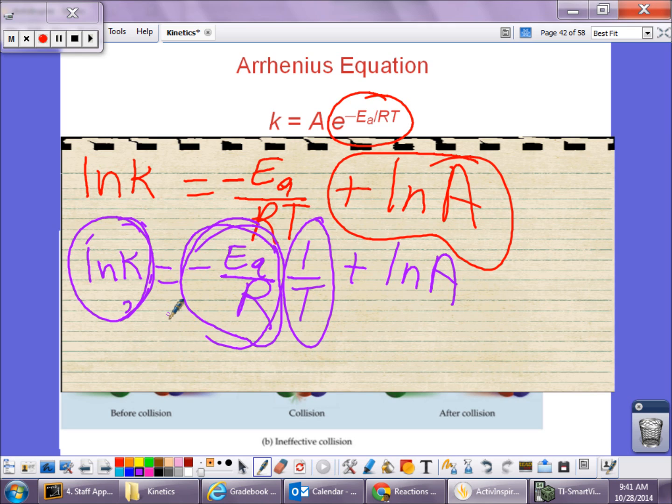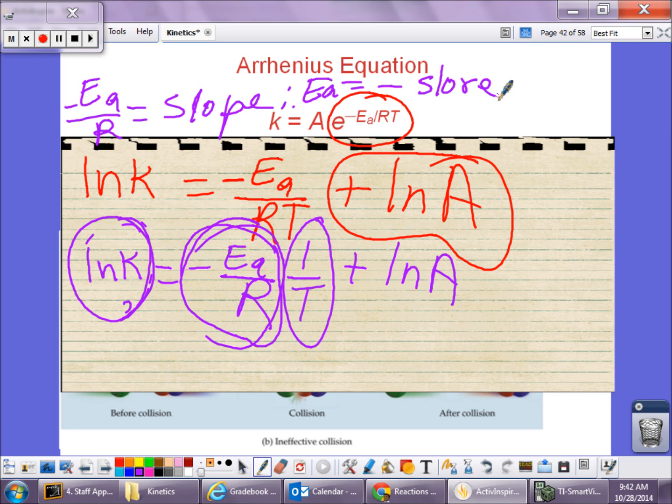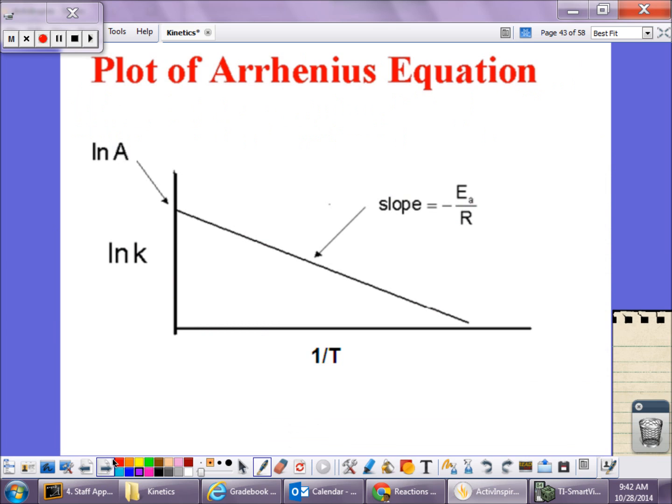Because negative activation energy over R equals the slope, when you graph your data, the activation energy equals negative slope times the gas constant R. This is what you need. Activation energy equals negative slope times R, which is 8.314. Why don't we do an example before we run out of time?